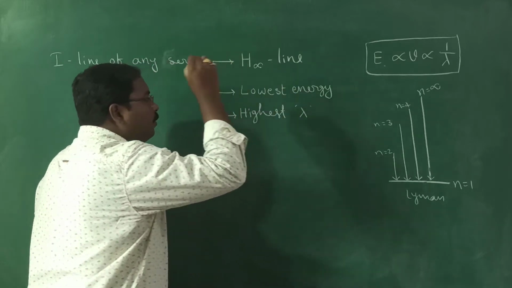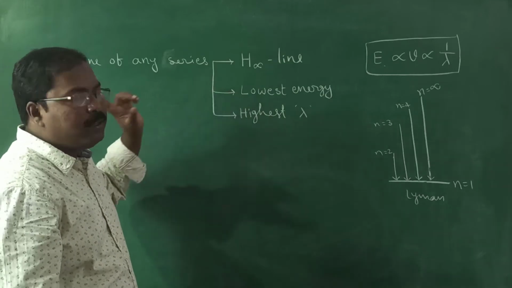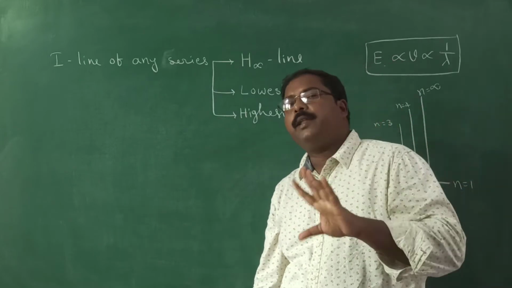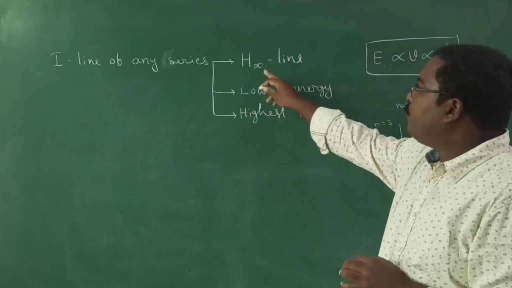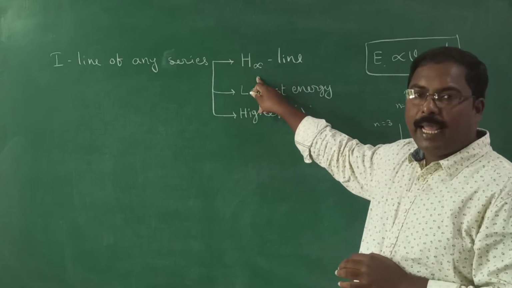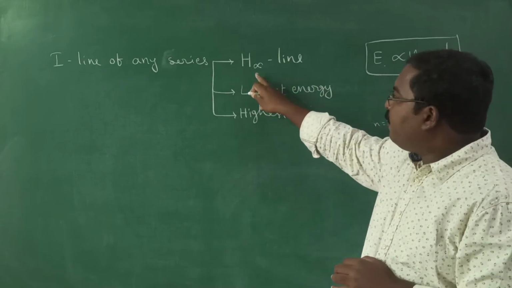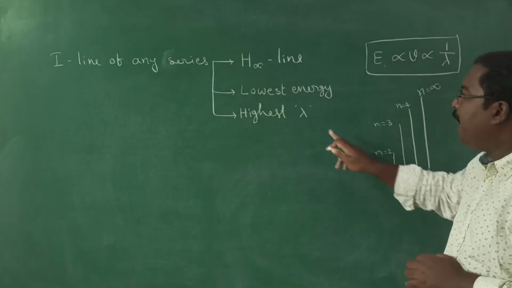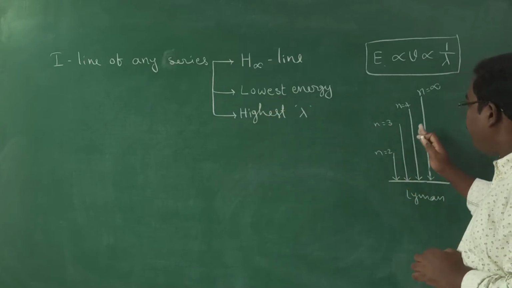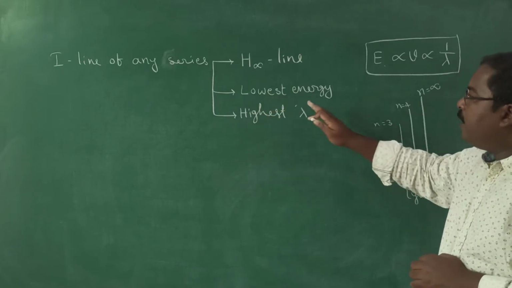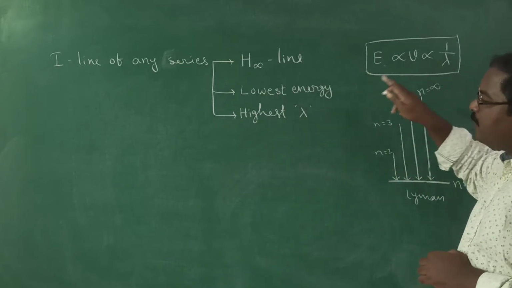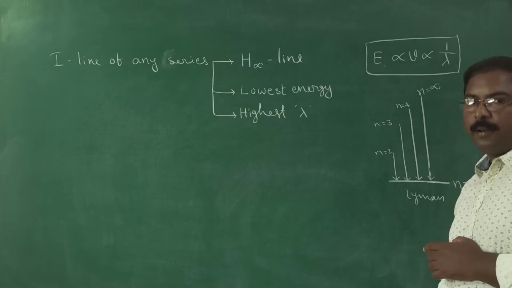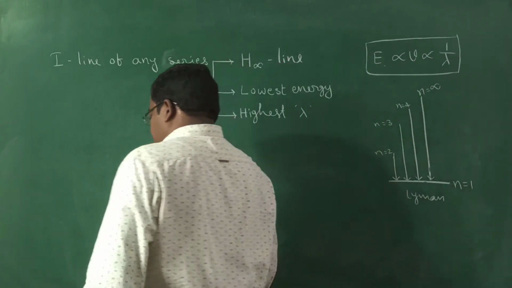Okay? So we should remember these 2 points mainly about the first line. First line of any series, a Lyman, Balmer, whatever it is, any series, first line means H alpha line. Okay? And what are the characteristics of this first line? The first line of any series will definitely have lowest energy when compared to other lines. Okay? Lowest energy means highest wavelength because energy and wavelength are inversely proportional. Okay?